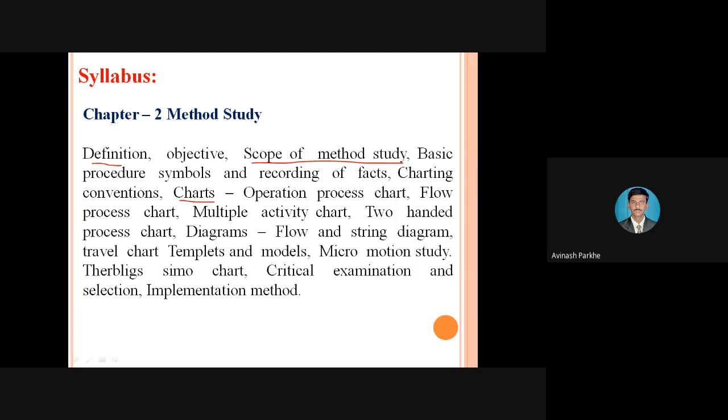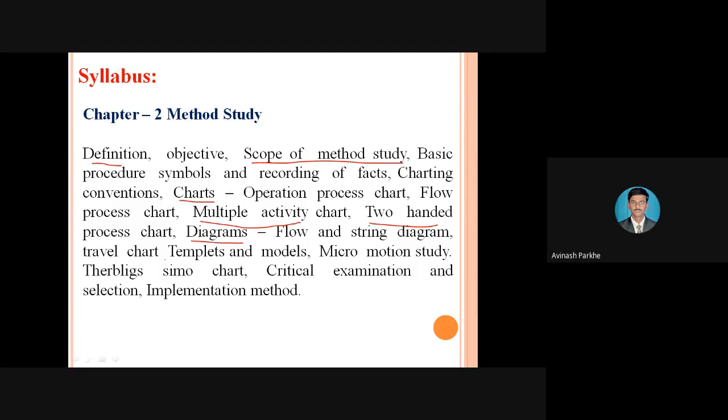There are different types of charts. For example, operation process chart, flow process chart, multiple activity chart, and two-handed process chart. Then some diagrams are also there. Chart is one type of recording technique. Similar to the chart, the diagram is also one of the recording techniques. We can show some of the operations by using diagrams also. Which types of diagrams are we going to study? We are going to study the flow diagram and the string diagram.